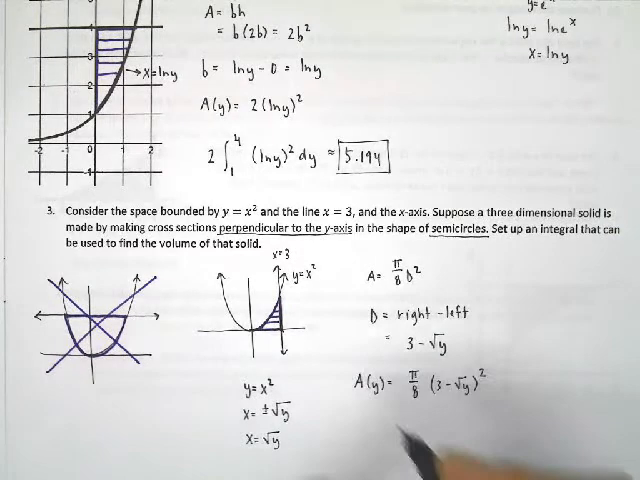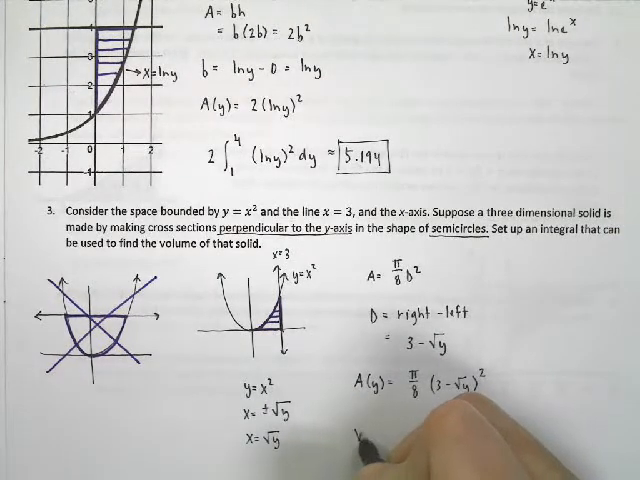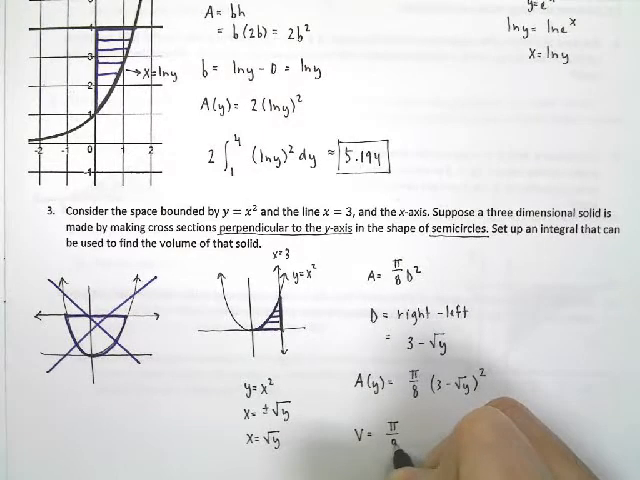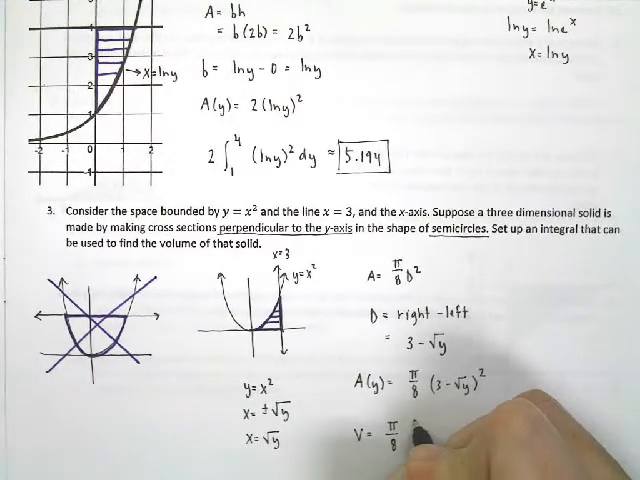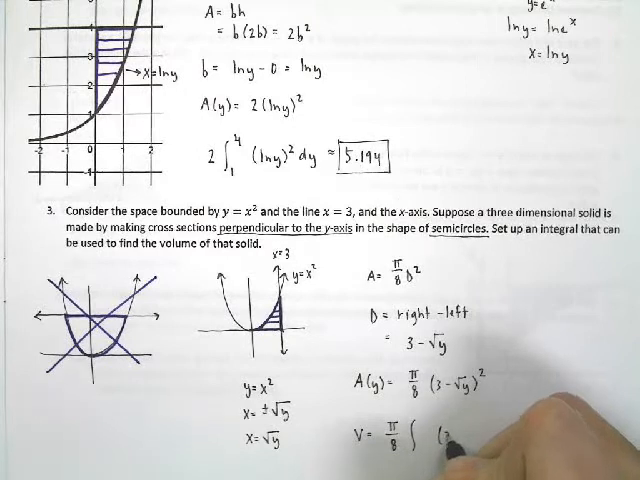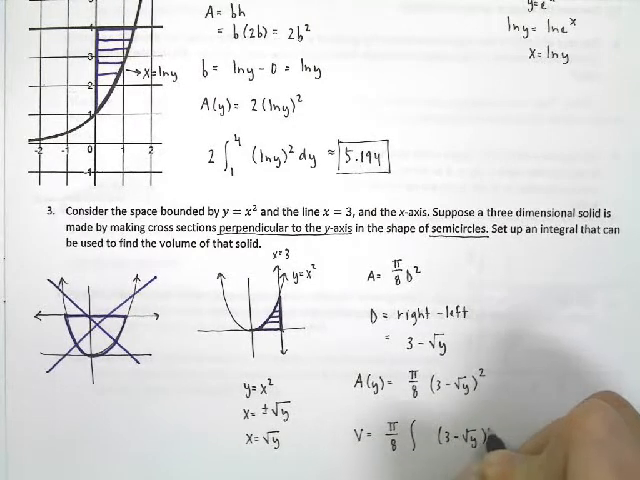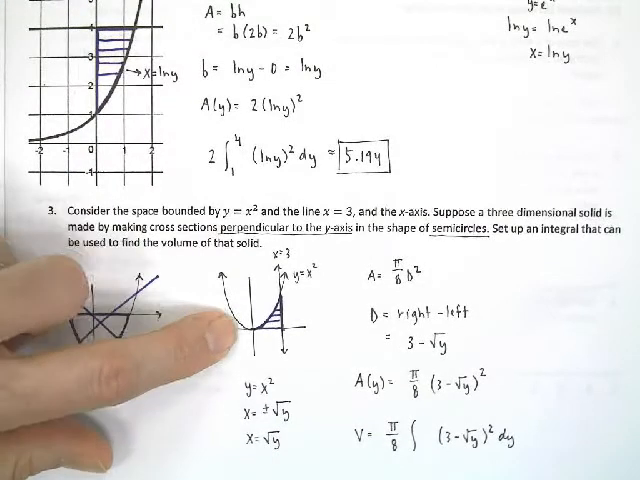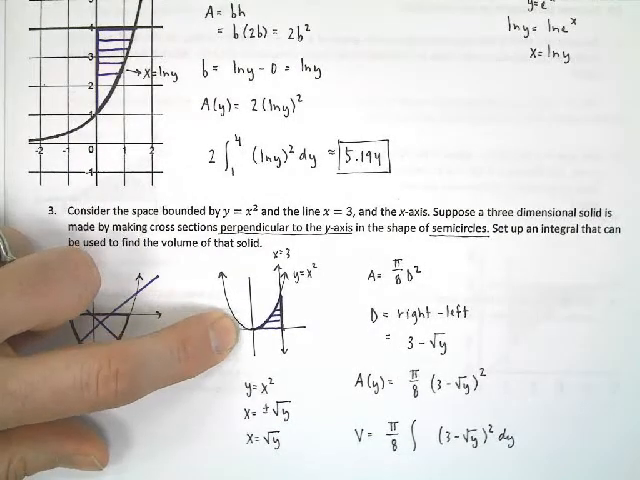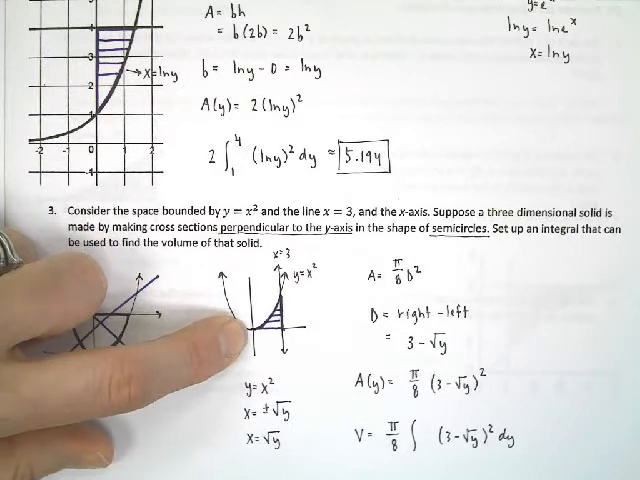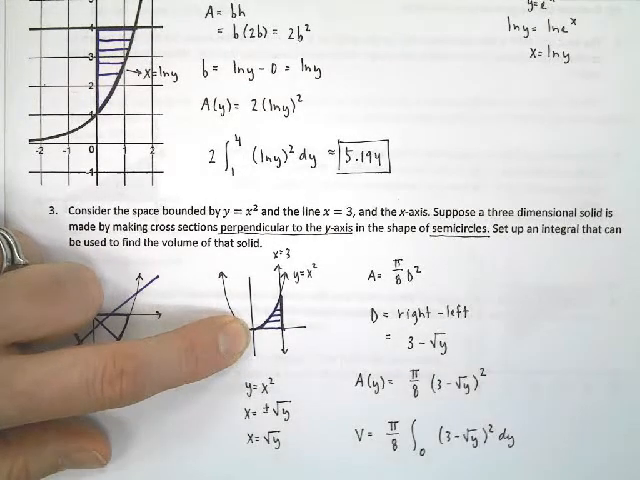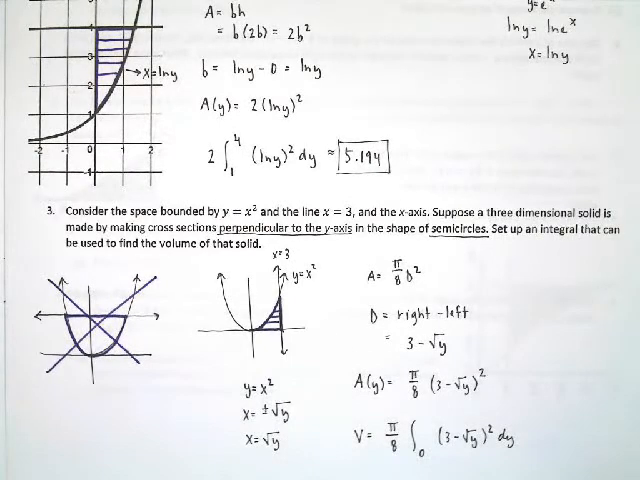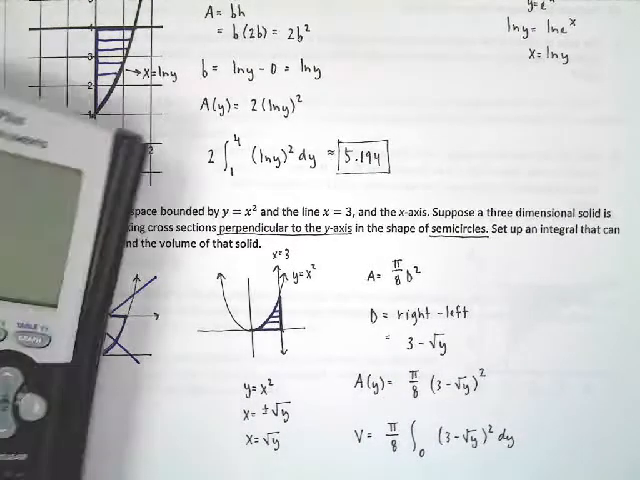So now we can integrate. So my volume is going to be equal to the integral. I'm going to put my pi over 8 out front. I have the integral of 3 minus root y squared dy. And now we have to decide on our bounds here. So I know that I'm starting at 0. And then I have to find this upper bound here, my upper y value.